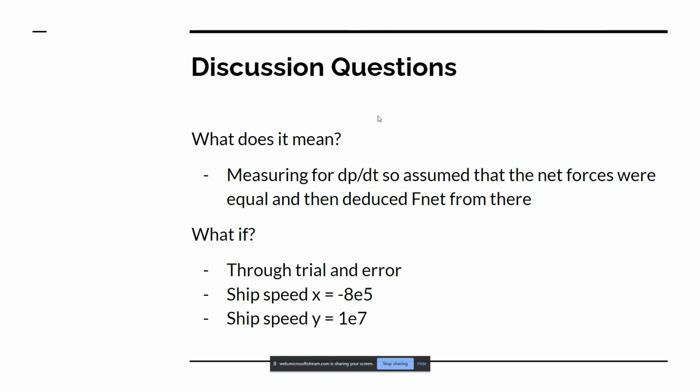Through trial and error, we were able to determine that the ship's speed in the x and y direction would have to be negative 8 e to the power 5 and 1 e to the power 7, both respectively.